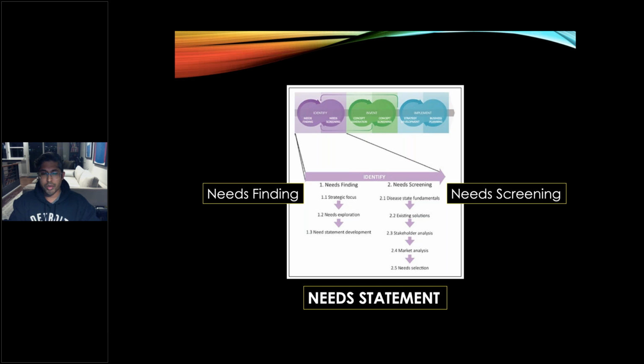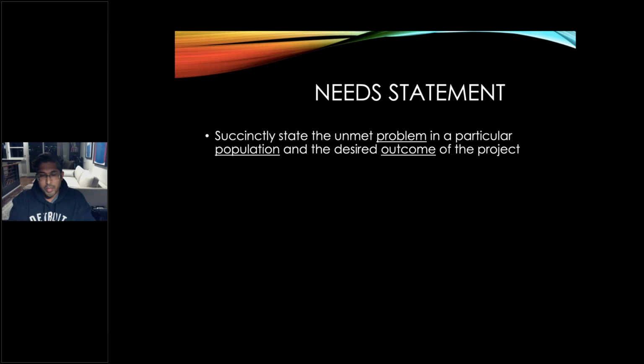And the important thing to remember is that the needs statement is sort of the foundation of both of those stages, and it encompasses the entire phase. The needs statement is essentially a mission statement, and to put it in words, the idea is to succinctly state an unmet problem in a particular population, as well as the desired outcome of that project. So you want to be able to establish what your need statement is before you proceed to the next step in the biodesign algorithm or process.